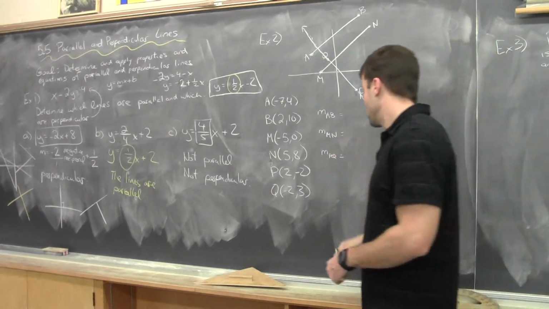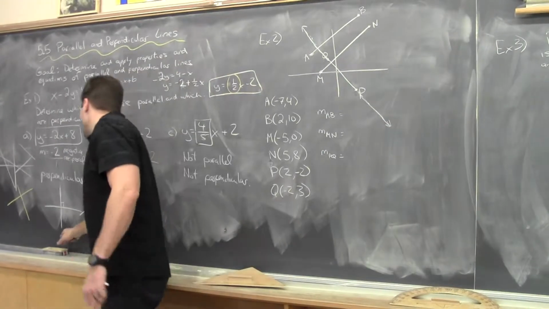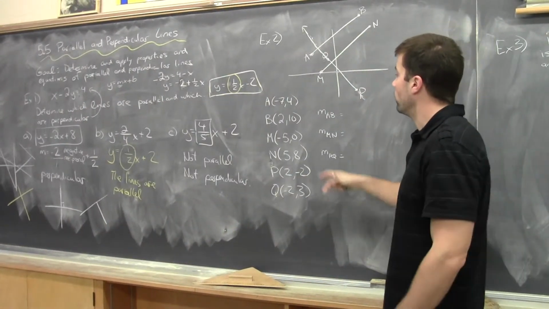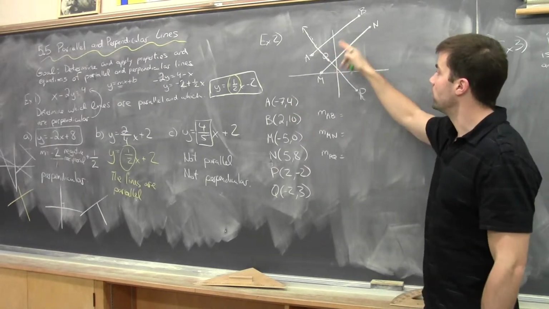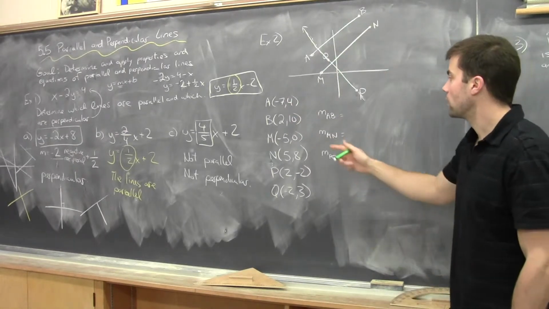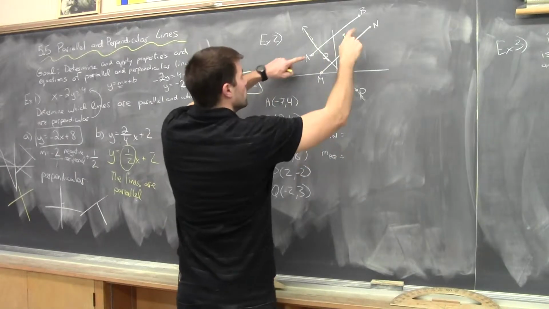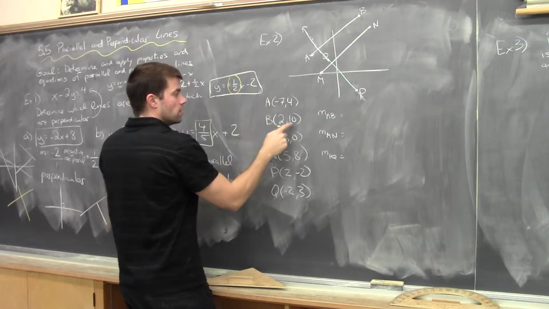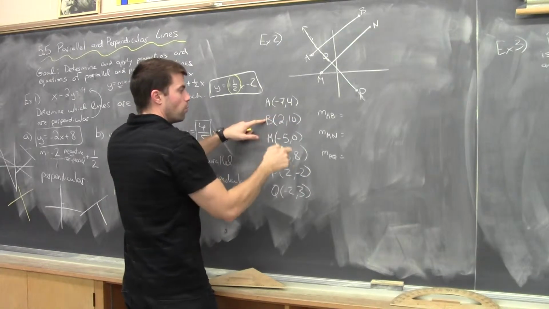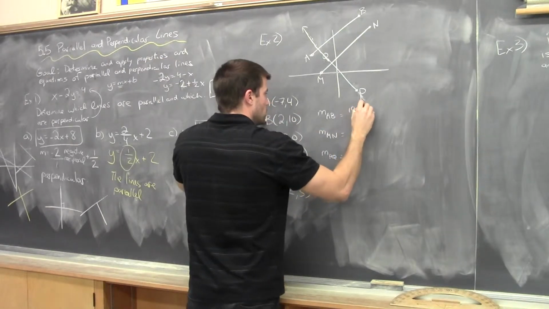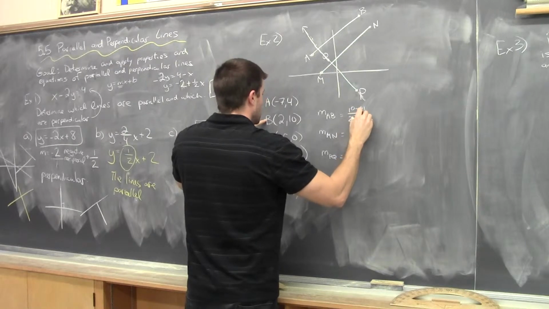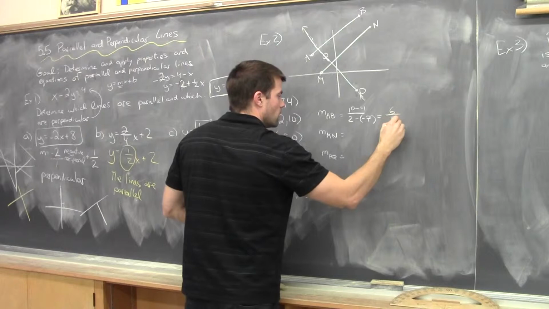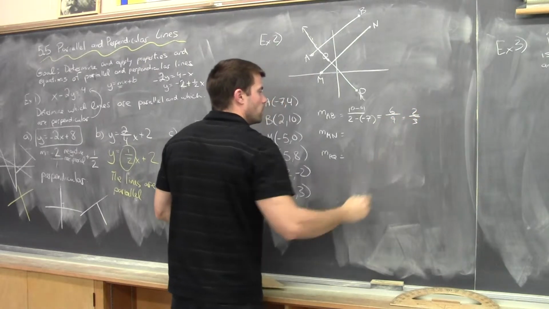Alright, so what we'll do is we'll just check all of them. The first thing we do, we need to check the slope of each one of these lines. So checking the slope of AB. So here's my 2 points, A and B. I'm going to minus the y's, so 10 minus 4 over 2 minus negative 7. So you get 6 over 9, which is 2 over 3.